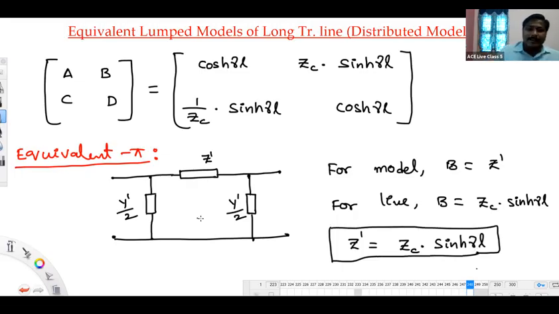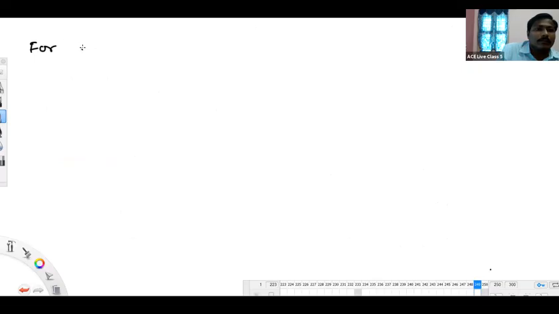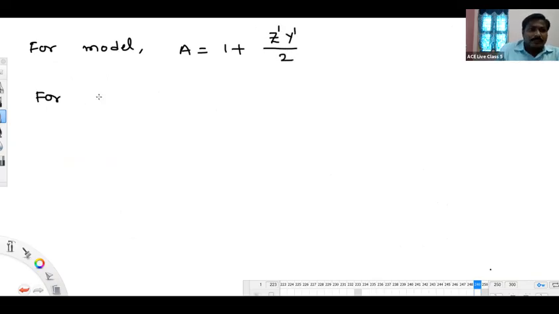Next thing. How to calculate Y dash by 2? Anybody tell me please? I'll take parameter A. For the model, what's A? 1 plus Z dash Y dash by 2. What is A of the line? Cosh gamma L. Those two we have to match. So I can say for the model, A is equal to 1 plus Z dash Y dash by 2, whereas for the line, A is equal to cosh gamma L. These two we should match.